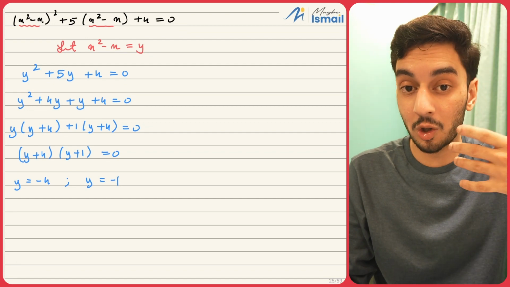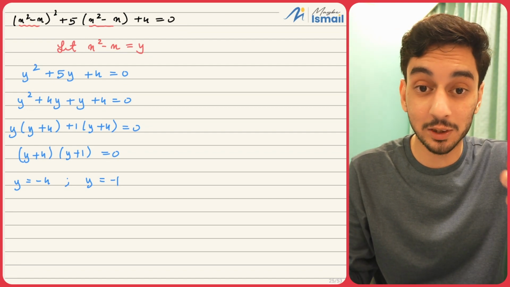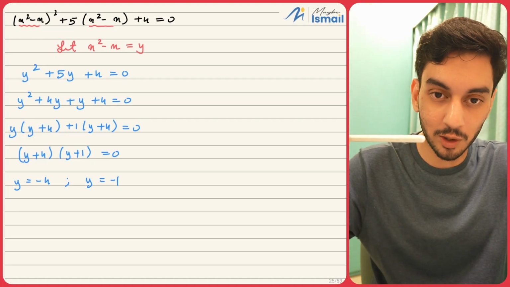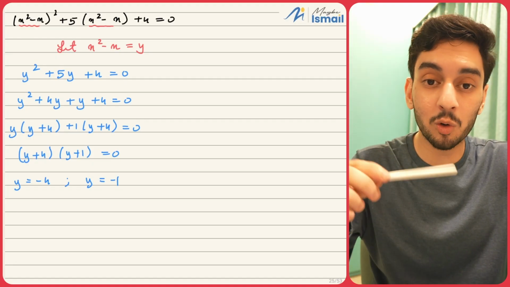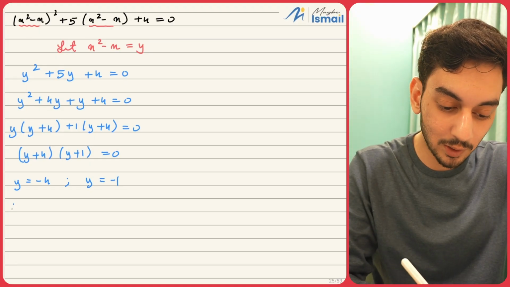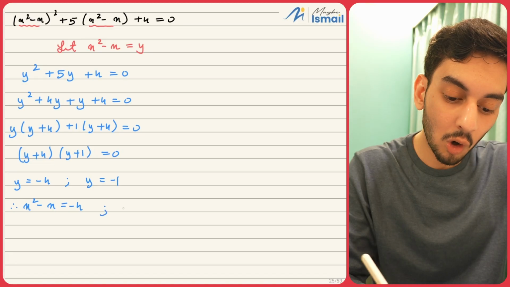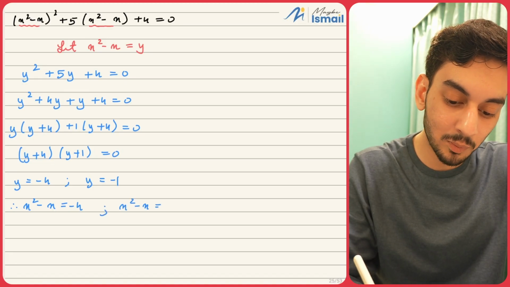But nobody asks us what the value of y is, because y does not exist in the question, which means I'll have to get back to the substitution part. I'll have to resubstitute the value of y as x square minus x. So I'll say therefore x square minus x would be equal to negative 4, or x square minus x would be equal to negative 1.